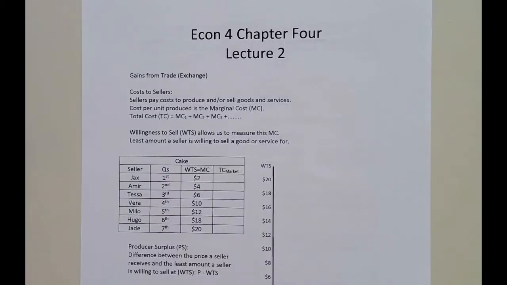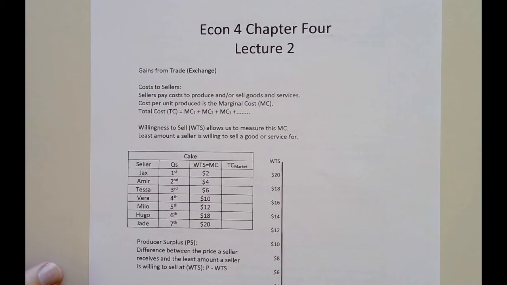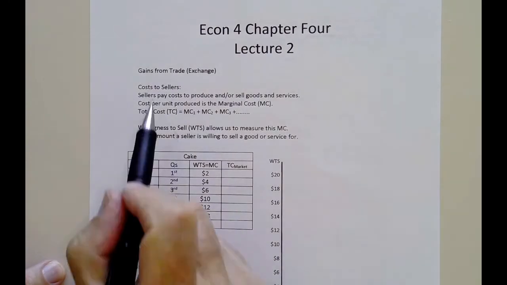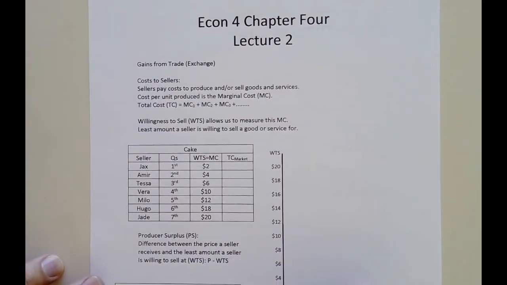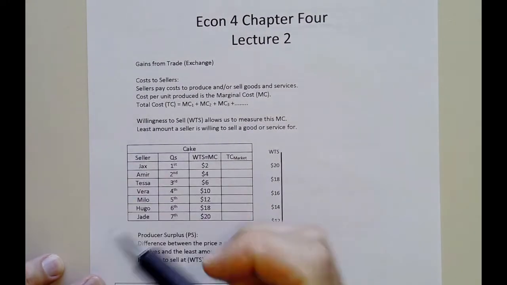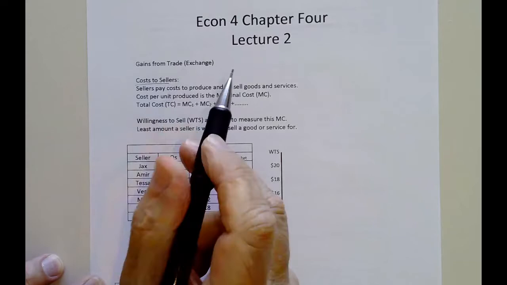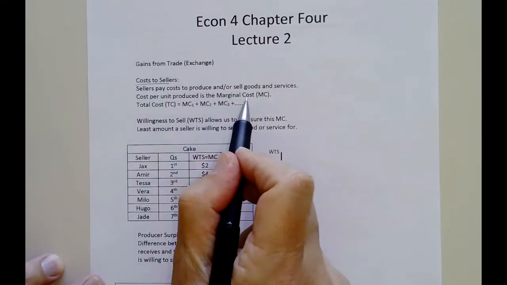Hello, here we're back with Chapter 4, working on Lecture 2. This time we're going to look at the seller's gains from trade. And before we do that, the first thing to talk about is the cost to sellers. And so sellers pay cost to produce and or sell goods and services.